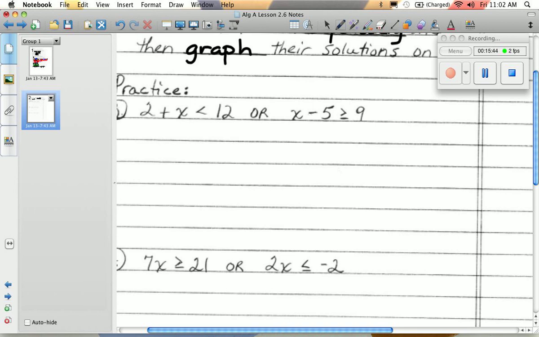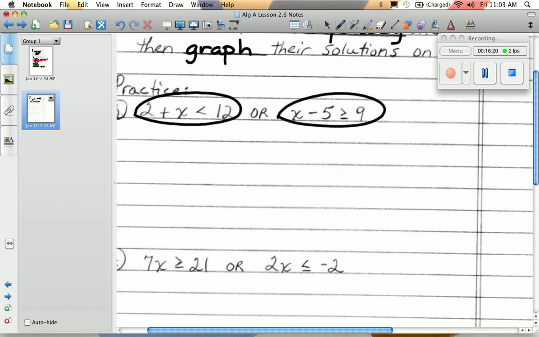So, we have two simple inequalities here. We have 2 plus x is less than 12, or x minus 5 is greater than or equal to 9. We're going to solve them together in the sense that they're going to have a solution with the word or in between them, and then we're going to have one number line. It's still a compound inequality, but these two simple inequalities are not combined into one statement. So we're going to have to solve each of them independent of the other.